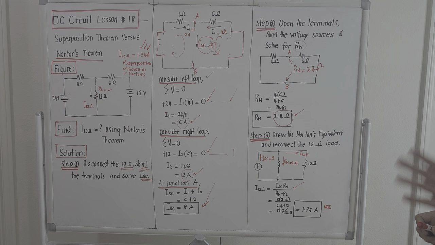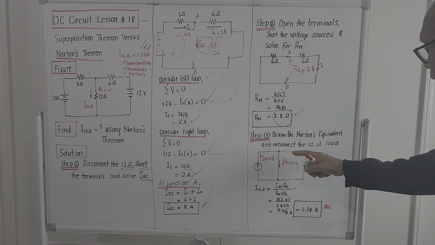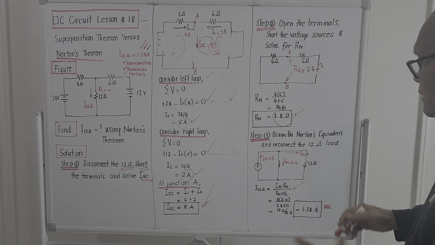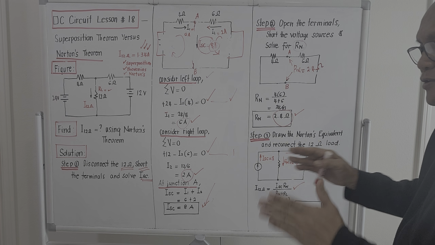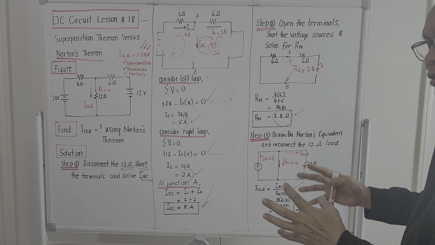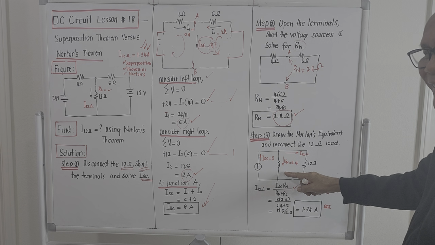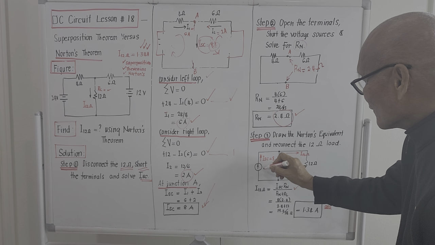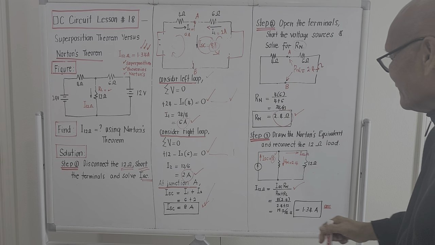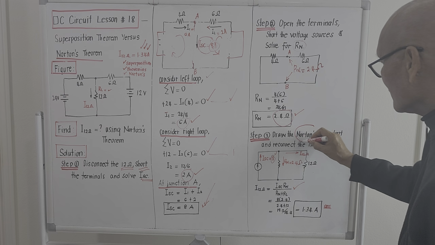Okay, step number 3 for Norton's theorem. Draw the Norton's equivalent circuit and reconnect the 12 ohm load. Okay, the Norton's equivalent is that since Norton is a constant current source, we discussed that from the concept. If we try to draw the Norton's equivalent, the short circuit current should be in parallel with R sub n. So in here, we got the current source in which the value will be 8 amperes. And this should be in parallel with R sub n, which is 2.4 ohms. That is for Norton's.